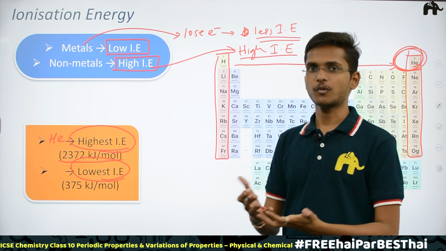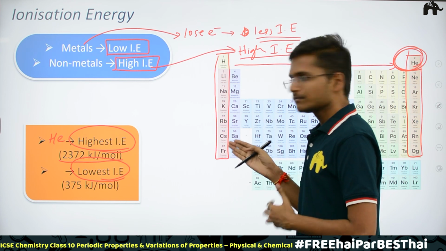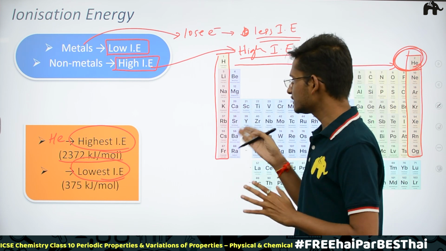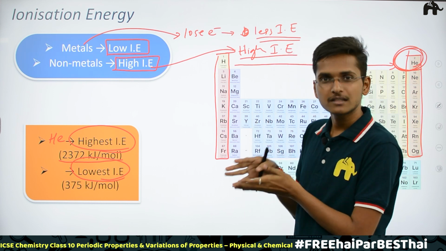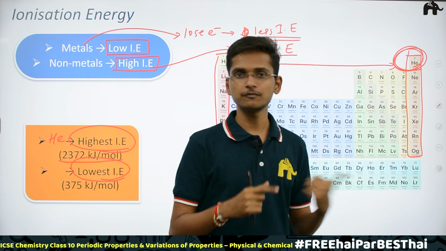Okay, you can pause it right here and then try to find out. Among these, all these elements have low ionization energies, but which one has the least? That would be our answer. Again, remembering the trend down the group would give us the answer.